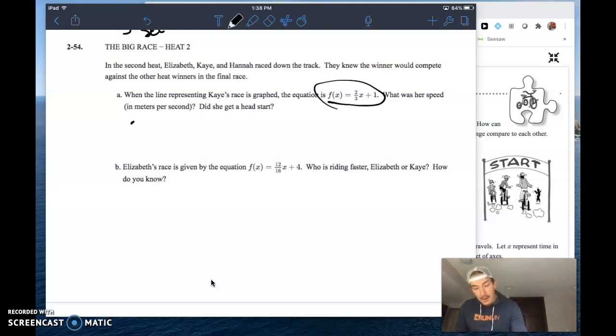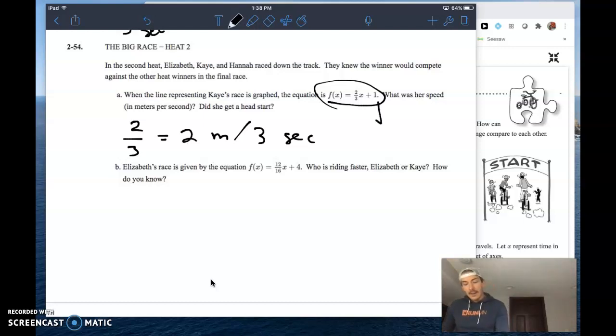They say, hey, what was her speed? Well, that's just the slope. 2 over 3, that's 2 meters per 3 seconds. And if you want to do that as a unit rate, you can do that division and it works out to be 0.6. And did she get a head start? Heck yeah, she got a 1 meter head start.